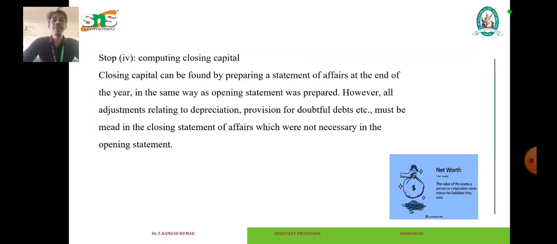The fourth step is computing closing capital. Closing capital can be found by preparing a statement of affairs at the end of the year in the same way as the opening statement was prepared. However, all adjustments relating to depreciation, provisions for doubtful debts, etc. must be made in the closing statement of affairs, which were not necessary in the opening statement.